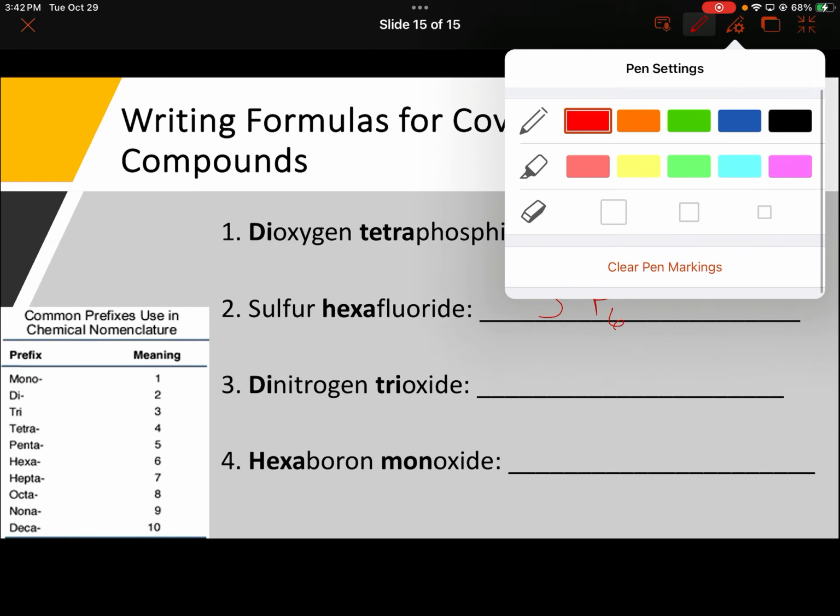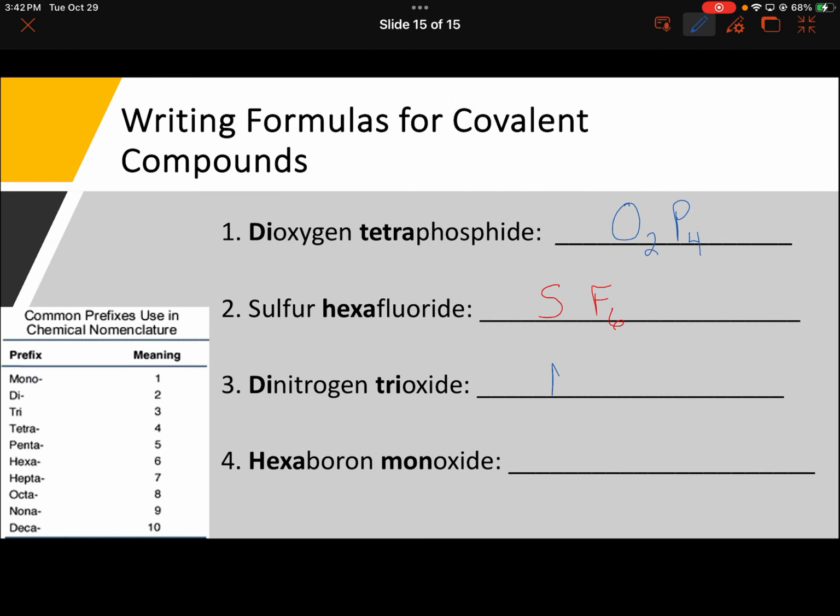And we'll do these last 2. Nitrogen's capital N, oxygen's capital O, di means 2, tri means 3. Boron's a capital B, oxygen, hexa is 6, mono is 1. I don't ever write the ones, and that's how we do formulas for covalent compounds.